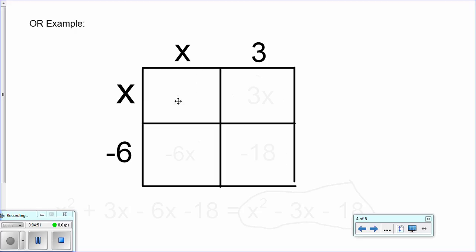So x times x gives us x squared. X times 3 will give us 3x. X times negative 6 gives us negative 6x. Negative 6 times 3 gives us negative 18. So then you go ahead and combine like terms.